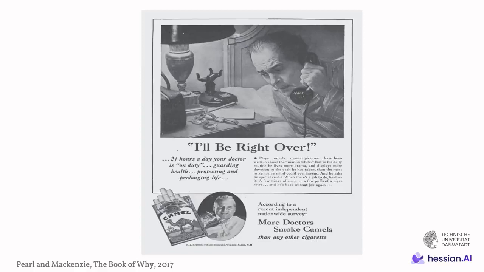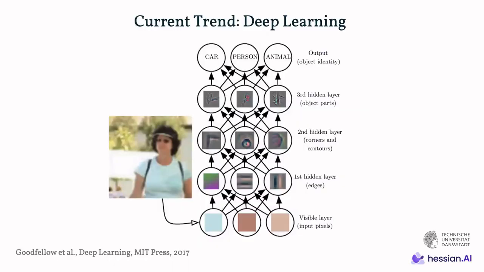So the current trend is deep learning, right? Everyone speaks about deeper, deepest models. Now you'll see ChatGPT, these big models that you cannot even imagine coming into the picture.